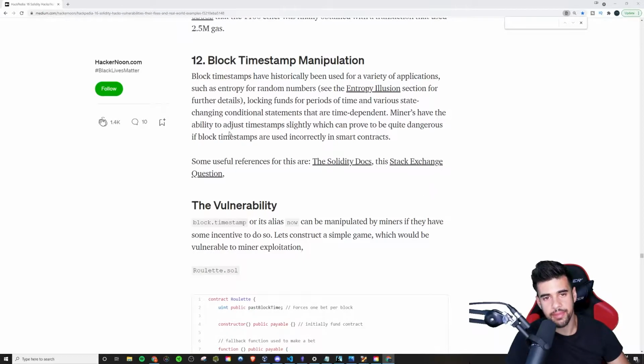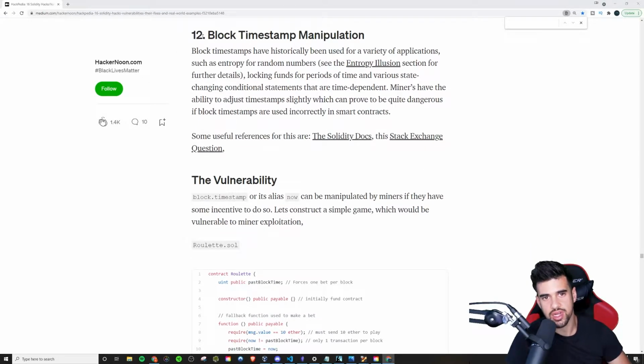Block timestamp manipulation. Let's get right into this one here. Now, I know this can seem a little bit tricky, but really, you don't have to know too much about the blockchain to wrap your head around this one. I'm sure a lot of people are familiar with what timestamps are, right?